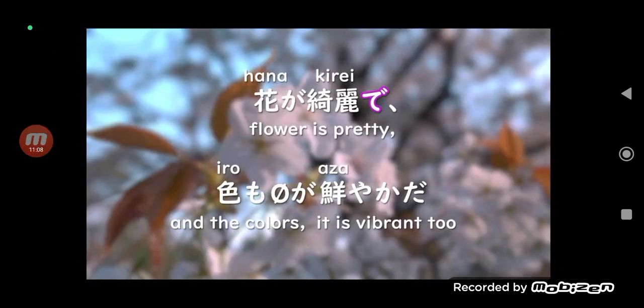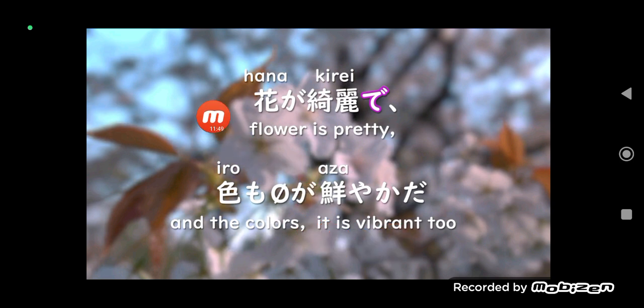Okay, so hana ga kirei de, or flowers are very pretty. Iro mo ga, iro is color. So with the inclusion particle mo, you also include in your praising type of description the iro, or color. Iro mo ga azayaka da. Azayaka means vivid or vibrant. Hana ga kirei de. Iro mo ga azayaka da.